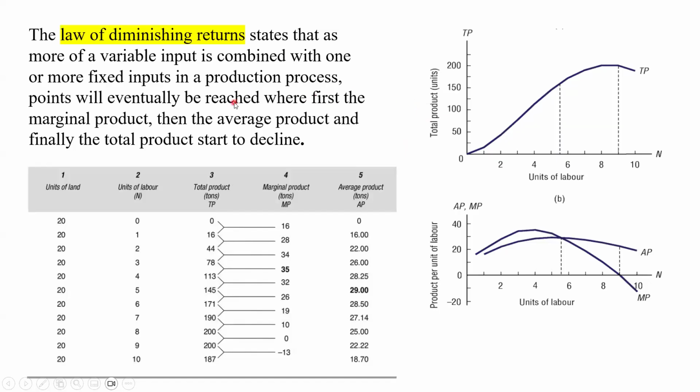That as you are increasing your variable inputs and you're combining them with your fixed inputs in the production process, your marginal products will increase until it reaches a certain point where it will start to decline. Your average products will increase until it reaches a certain point where it starts to decline. Also, your total products will increase until it reaches a certain point where it starts to decline. That is what this law of diminishing return is basically saying. Right.